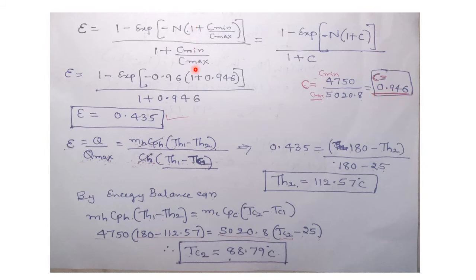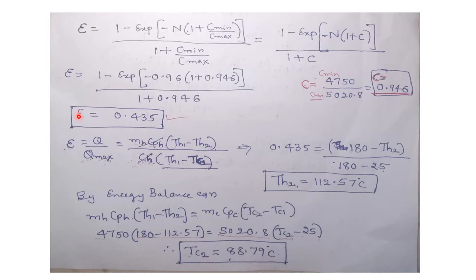That is, the capacity ratio is 0.946. So I have substituted that value here: 1 plus 0.946 divided by 1 plus C, that is 0.946. So the effectiveness of the heat exchanger is 0.435. We have calculated this value by the analytical method here.